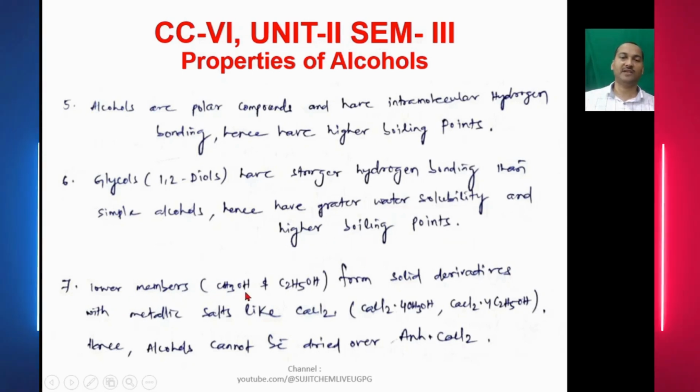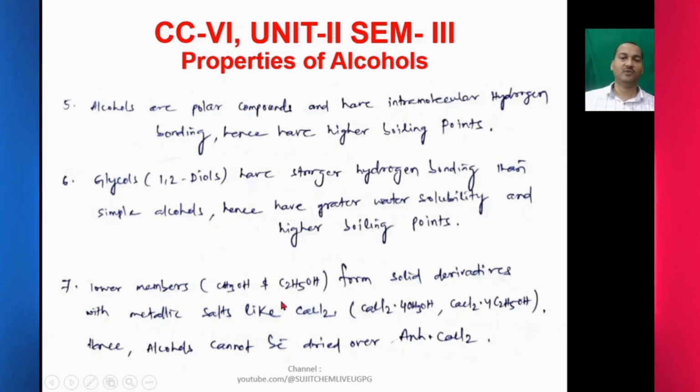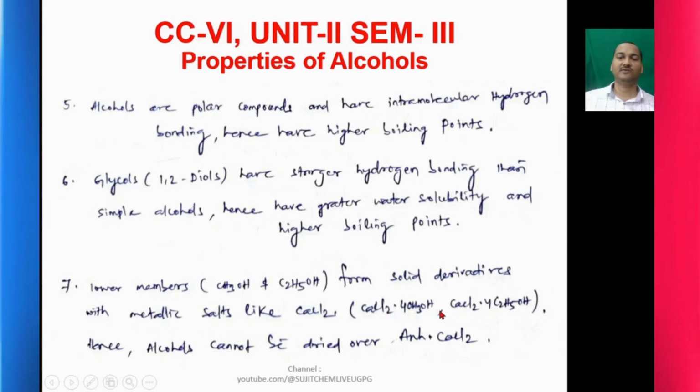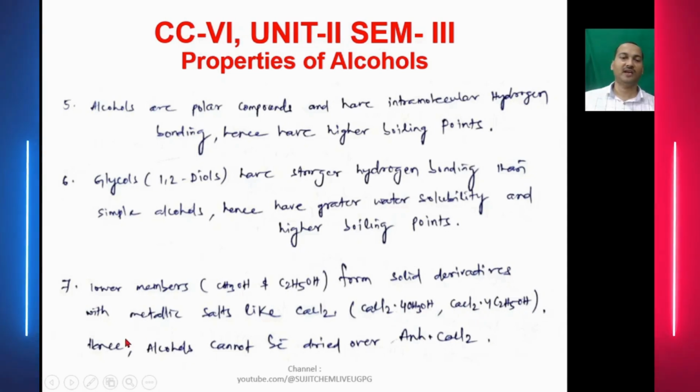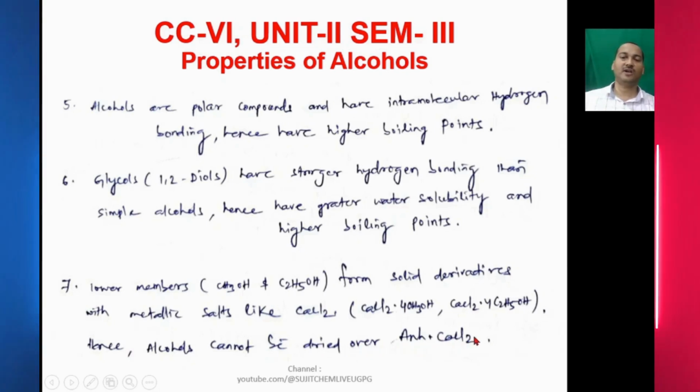Lower members like methanol and ethanol form solid derivatives with metallic salts like calcium chloride, CaCl2·4CH3OH, CaCl2·4C2H5OH. Hence, alcohols cannot be dried under anhydrous calcium chloride.